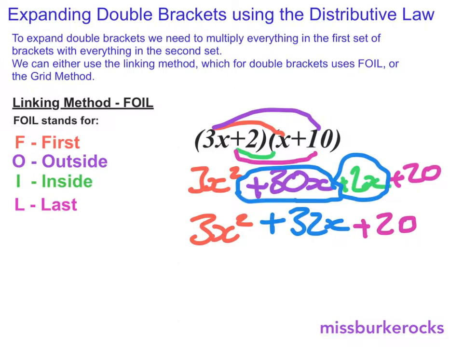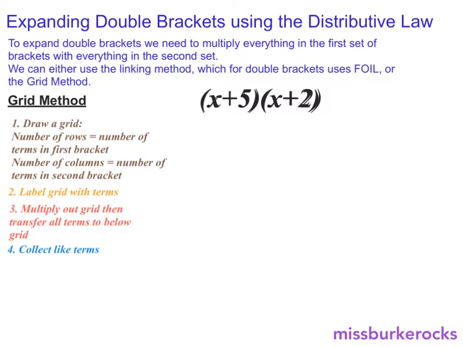So that there is expanding double brackets using the distributive law, using our FOIL method, which is a link method. Now, what I want to look at as well is using a grid method. So the next method for expanding double brackets is using a grid method. The first step is to draw your grid. Now, the number of rows is the number of terms in the first bracket, then the number of columns is the number of terms in the second bracket.